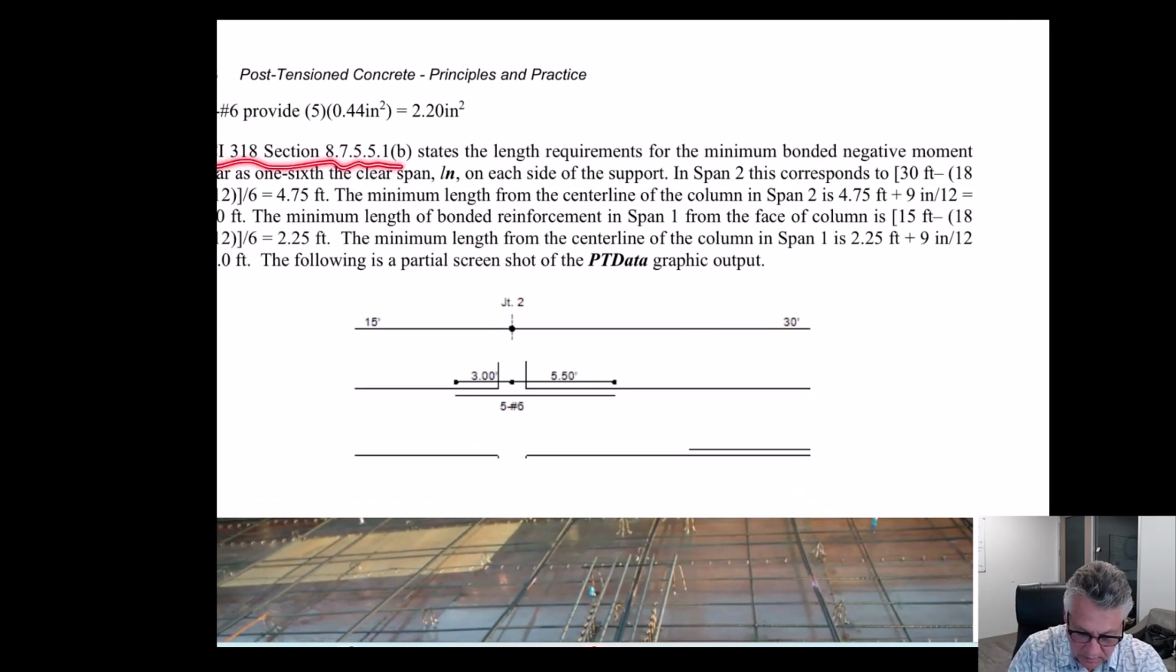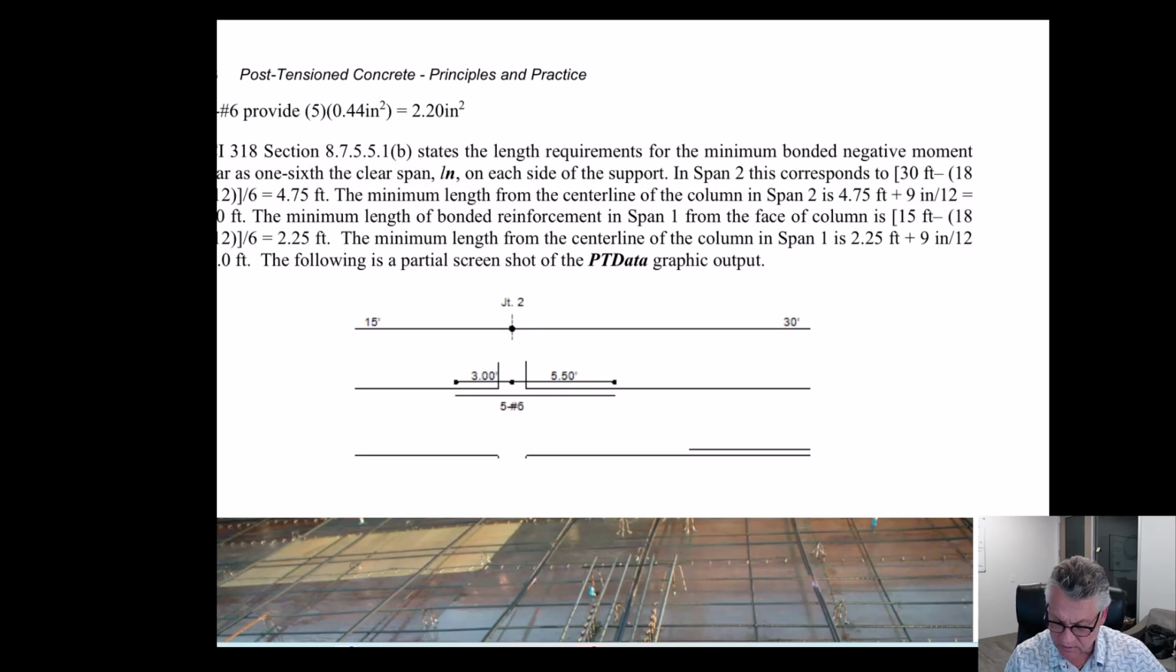ACI 318 8.7.5.5.1(b) says that the length required for the minimum bonded negative reinforcement is 1/6 of the clear span. So clear span being face of column to face of column. In span 2, that turns out to be 4.75 feet. We add half the column and we get 5.5 feet. So in this direction, on this side, 1/6 of the clear span, and then with the addition of the column dimension, gives us 5.5 feet.